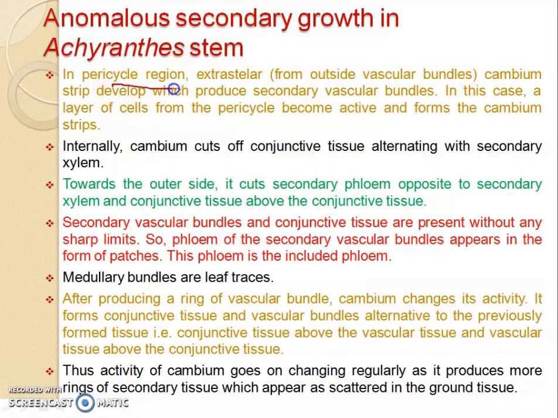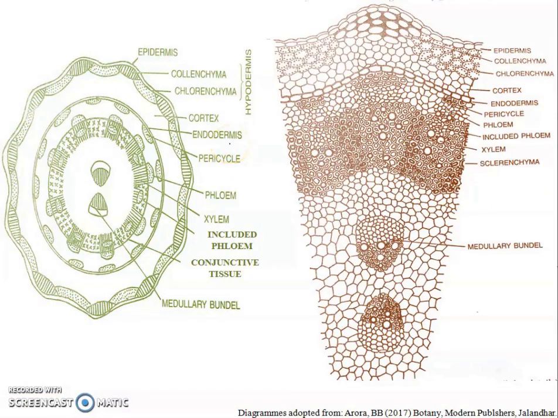Anomalous secondary growth starts in the pericycle region, which is extrastellar, that is from the outer side of the vascular bundle. A cambium strip develops which produces secondary vascular bundles. Here, this is the secondary growth in Achyranthes stem, where outside these medullary bundles, in the pericycle region, cambium strips become active, because these cells become meristematic and form the cambium strips.